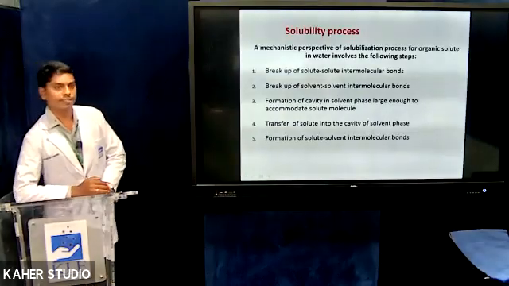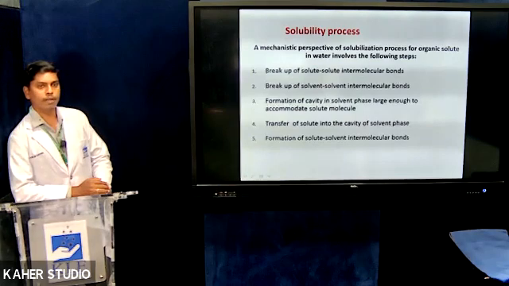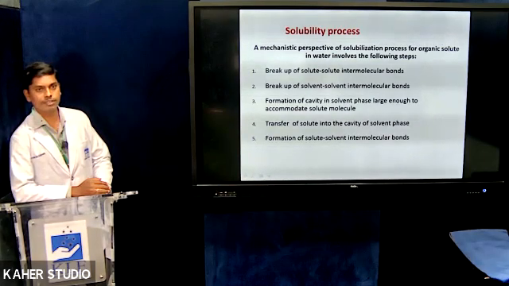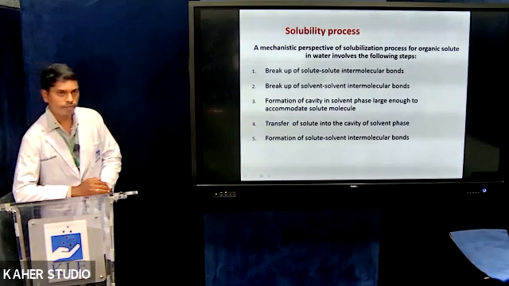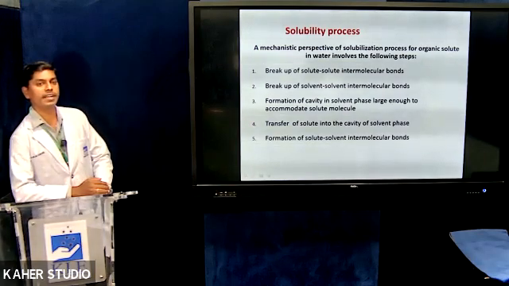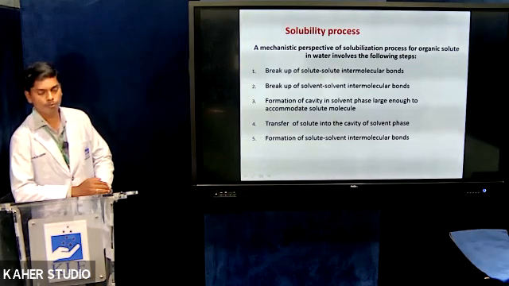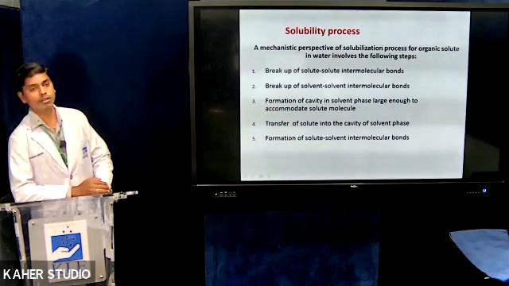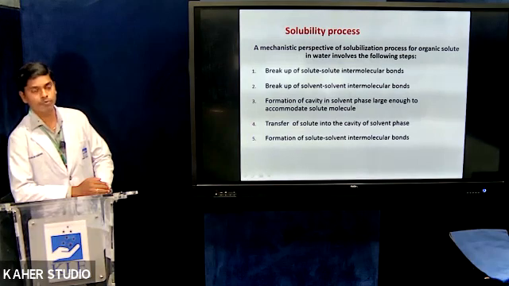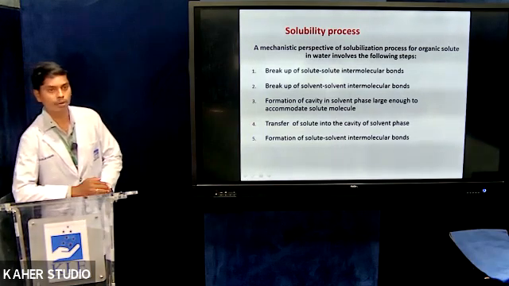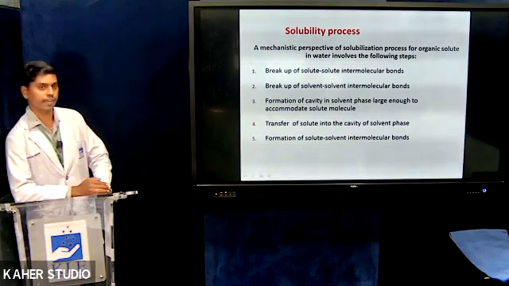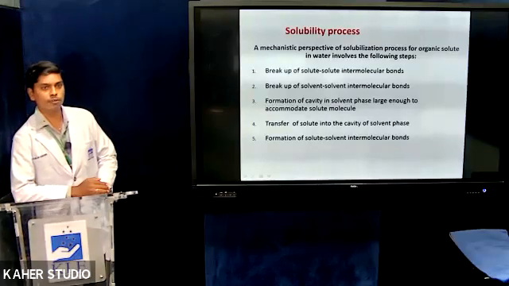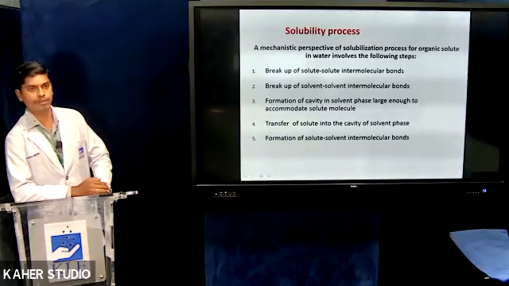In the solubility process, the mechanics of the solubilization of an organic solid in water involves different steps. The first is the breaking of the solid-solid interactions, or intermolecular bonds. These include different types of hydrogen bonds, van der Waals forces, or any other chemical or induced dipole-dipole interactions that are present. This breaking, or rupturing, of the solid-solid interactive bonds takes place, followed by the breaking of the solvent-solvent intermolecular bonds.